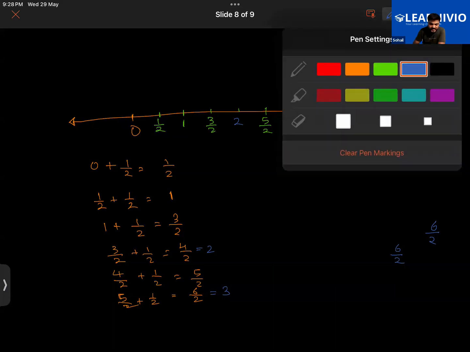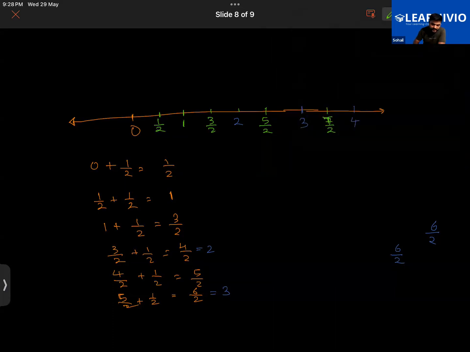Try to visualize it. Try to think about it. Why have I written 4 over here? Why have I written 3? Because 5 upon 2 plus 1 upon 2 gave you 6 upon 2. 6 upon 2 is basically 6 divided by 2, that is 3.